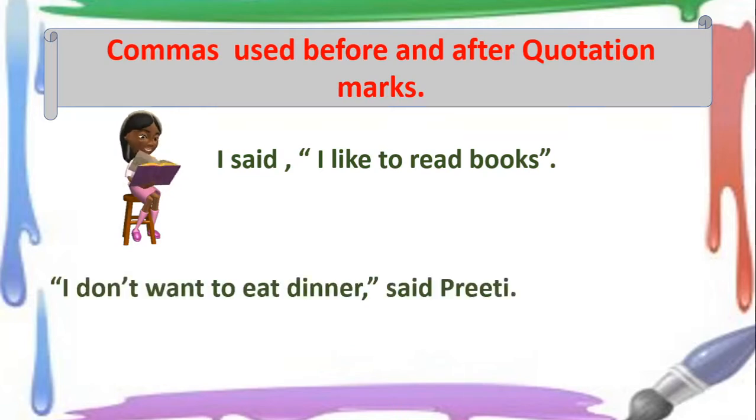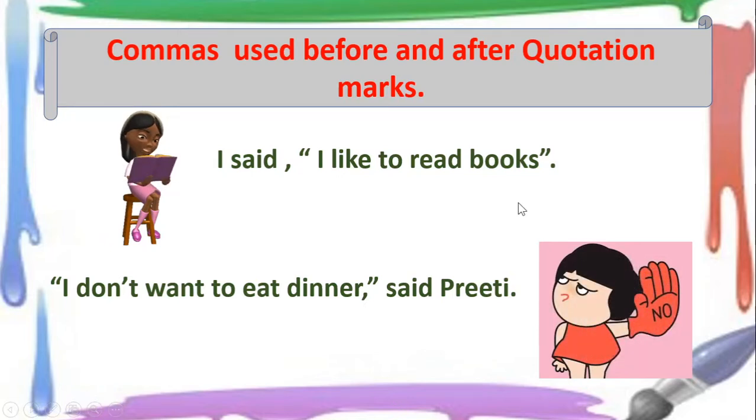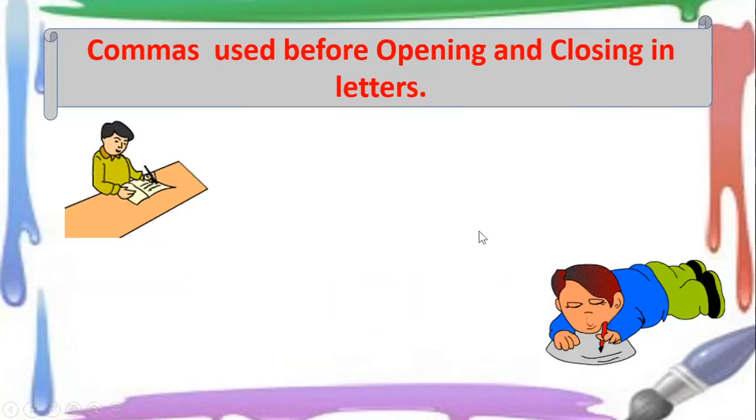Next is, "I don't want to eat dinner." Then you have a comma there and then you say, said Preeti. So this is how commas are used, sometimes before or sometimes after the quotation mark. Okay, so we have talked about the comma now. See, Preeti is saying she doesn't want dinner. She's saying, "No, I don't want dinner." So here it is used before the quotation mark.